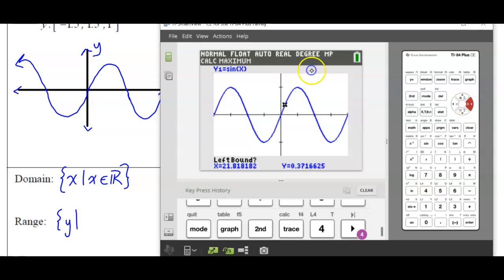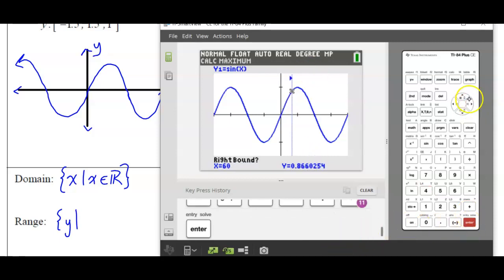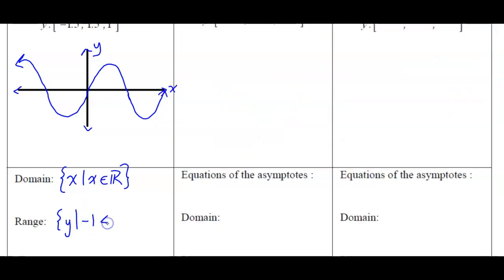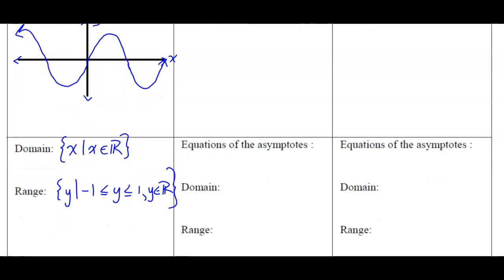cursor to the right, enter, keep going to the right, enter, enter. Maximum is 1, okay? And the minimum is -1. So I'm going to go -1 is less than or equal to y, less than or equal to 1, y element of set of reals. Okay. So that's the sinusoidal function, domain, and range.